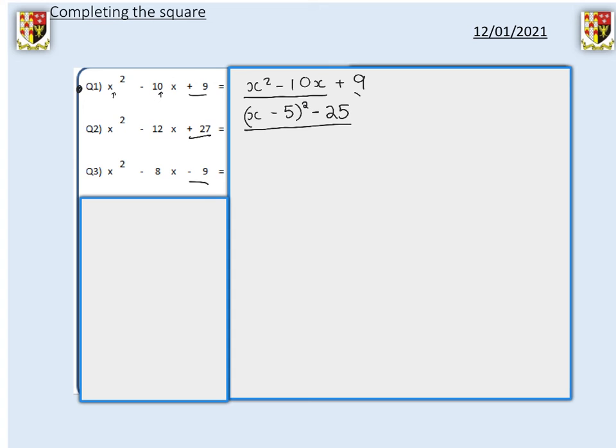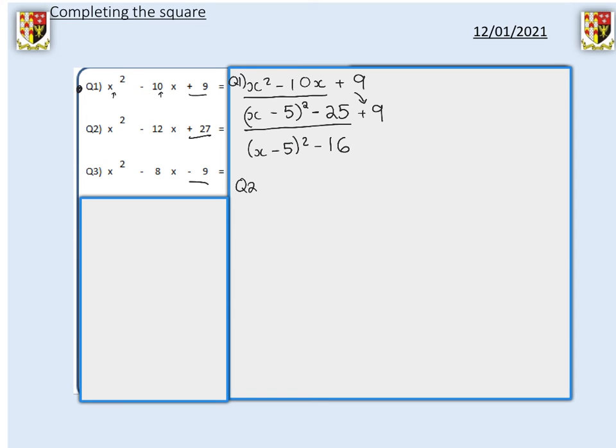Then, of course, we still have that +9, so I can't completely ignore it. So that +9 is still there. So I'm still going to involve it. So all I can do then is collect that. So minus 25 add 9 is going to give me minus 16. So that's all I can do there. So that's just going to be my answer. Okay, so let's just put question 1 there.